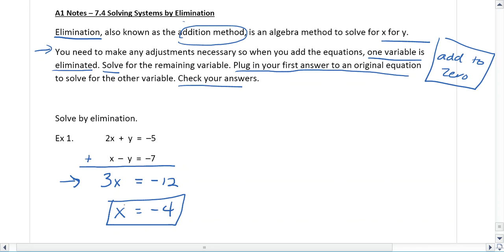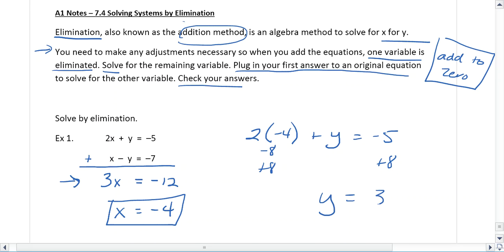And just like in substitution, you go back to the originals and plug it into either one of them to find the other variable. I guess I'm just going to plug it into the first one. So I have 2 times negative 4 plus y equals negative 5. Go ahead and multiply. We've got negative 8. So then if we add 8 to both sides, I end up with y equals 3. So those are my two answers. And once again, you can write that as an ordered pair if you like.